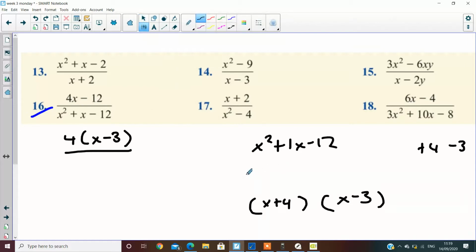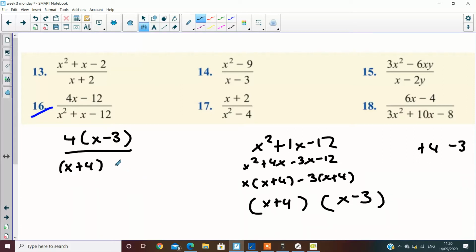But what did you do, Charlie? X squared plus 4x. Yeah, that's all right. And then x into... And you see you end up with the same answer, don't you? Everybody okay with that? Now, what do I put underneath? X plus 4, and what cancels? And then your answer is 4 over.